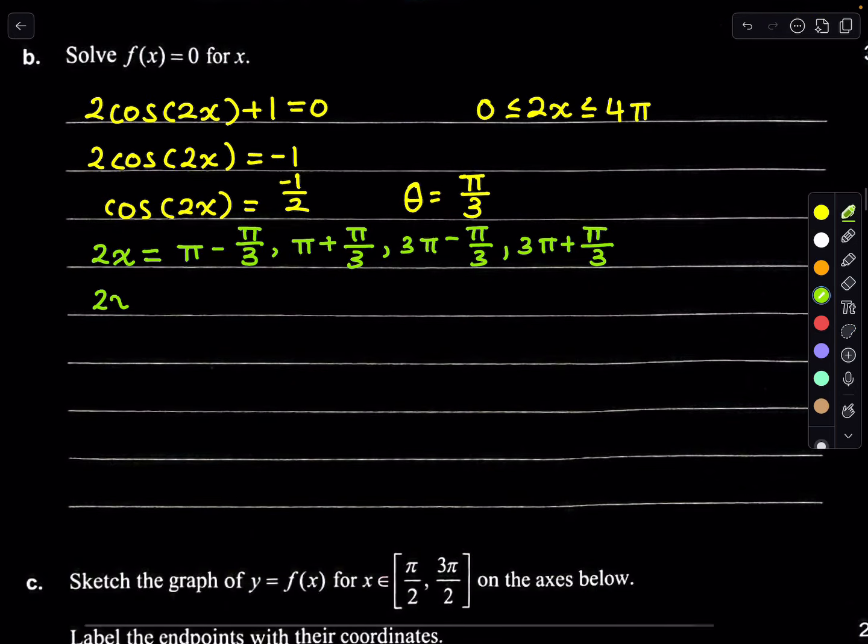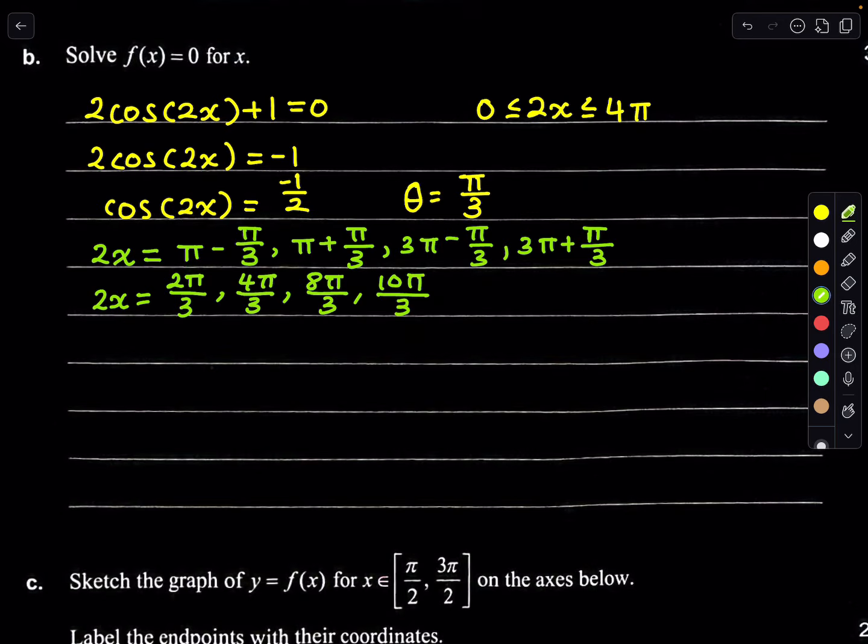So that will be 2x equals 2 pi over 3. This one will be 4 pi over 3. This one will be 8 pi over 3. And 10 pi over 3. Be careful, these are not our final solutions because we need to get rid of that 2. You remember, our solution is going to be x equals, yeah? Not 2x. So the best way is to divide all by 2 or just multiply everything by half. So imagine multiply this by half, multiply this by half.